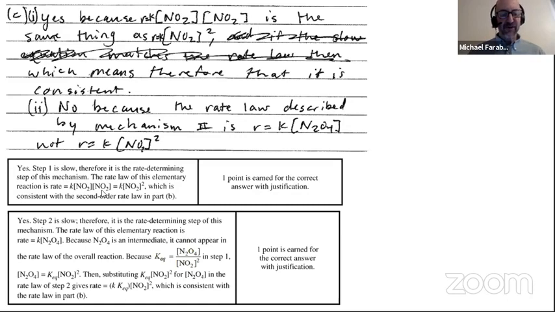And as far as part 2, they said no, and it's actually yes. They failed to realize that this fast equilibrium in the first step will lead to a conclusion that yes, this mechanism is consistent with a second order rate law. And again, you can see in the scoring guidelines that either because of rate or because of equilibrium constant, you can talk about how you can substitute the 2 molecules of NO2 for the 1 molecule of N2O4, and there's a mathematical substitution that you can do to show that the rate determining step, which is step 2, can actually be rewritten in terms of the NO2 molecules in step 1.